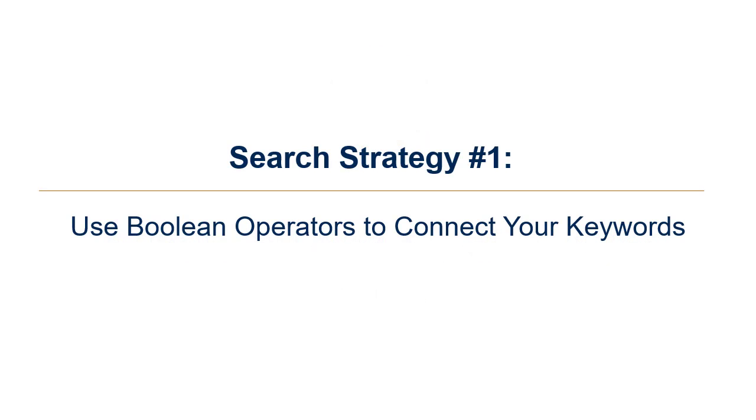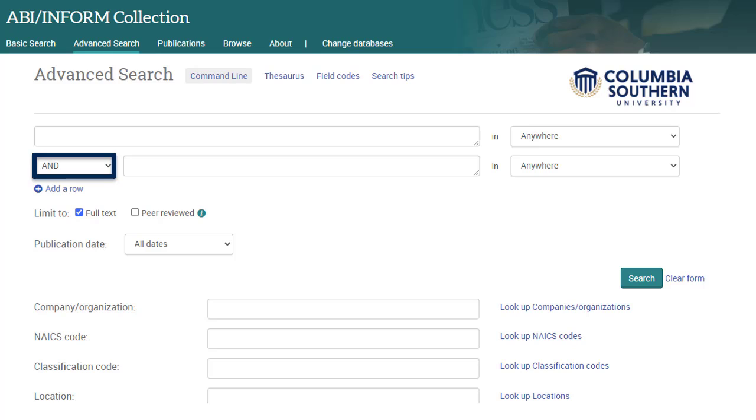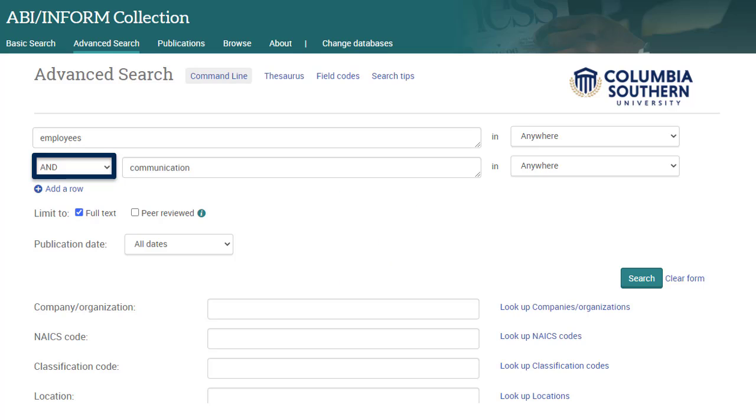Search strategy number 1. Use Boolean operators to connect your keywords. Many databases utilize Boolean operators to combine search terms. The three Boolean operators are AND, OR, and NOT. Using AND searches for both your terms together, for this and that. Connecting your search terms with AND will narrow your search and give you fewer results than if you searched your keywords separately, but they'll be more focused because they will contain both concepts.